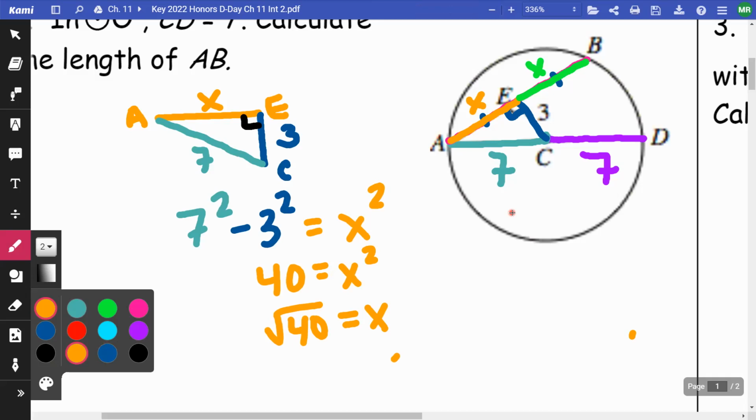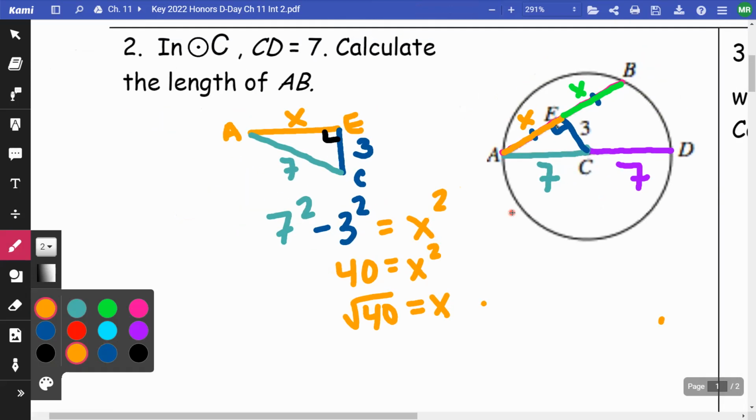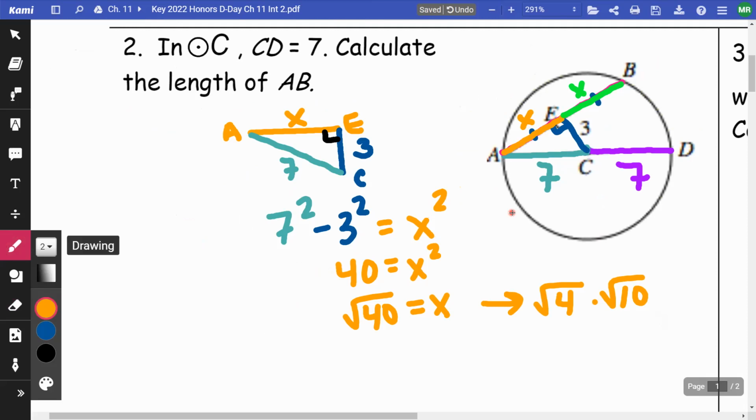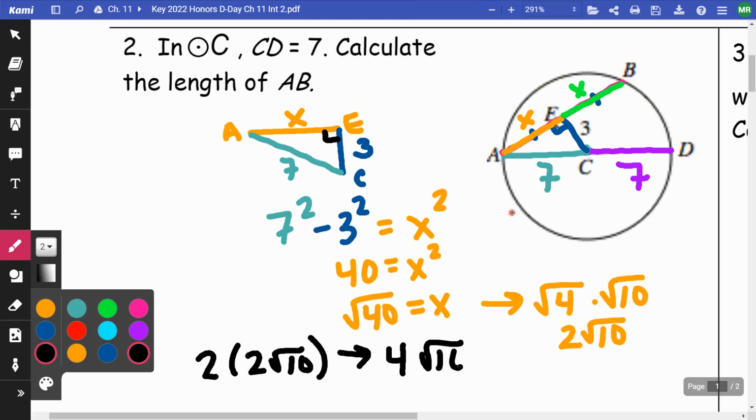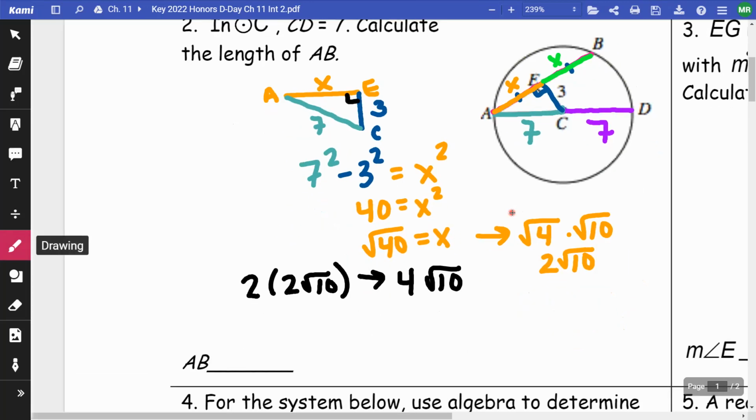We want to start cleaning these things up. When I'm cleaning this up, realize that this is really root 4 times root 10, which is 2 root 10. So I have that 2 root 10 from A to E, but I also have that from E to B. So that whole line segment is going to end up being 2 times 2 root 10, which is going to be 4 root 10. And that is going to be the length of AB, 4 root 10.